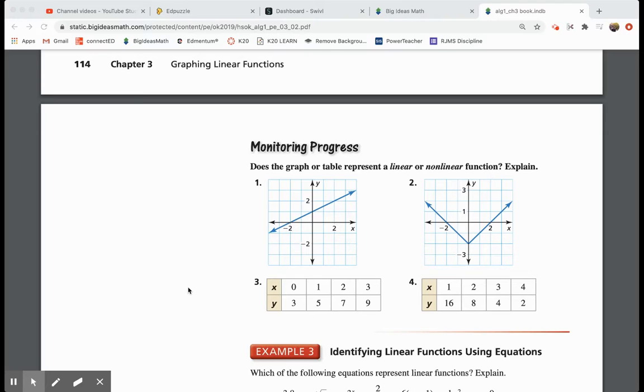Okay, so copy these 4 problems down. You don't have to have your graphs exact, just mainly draw the line on them. And you're going to answer linear or non-linear. So pause the video and try those, and then I'll go over them with you.